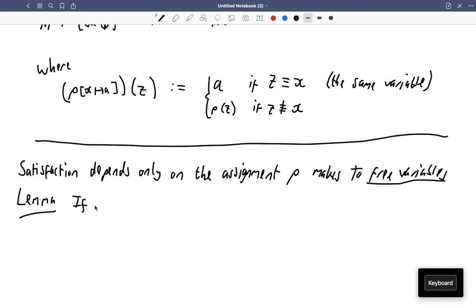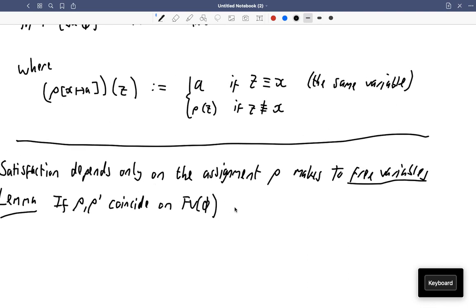If we have two environments, rho and rho prime, and they coincide on the free variables of the formula phi, meaning the set of all variables that occur in phi that are not within the scope of quantifiers, then it holds that phi is satisfied under the environment rho if and only if phi is satisfied under the environment rho prime.